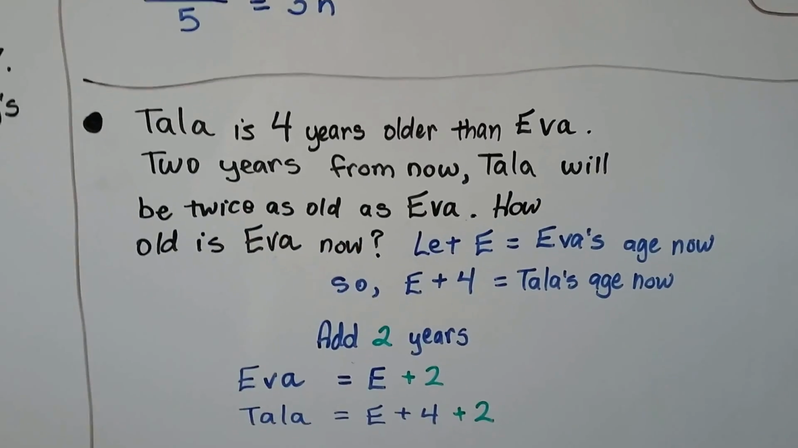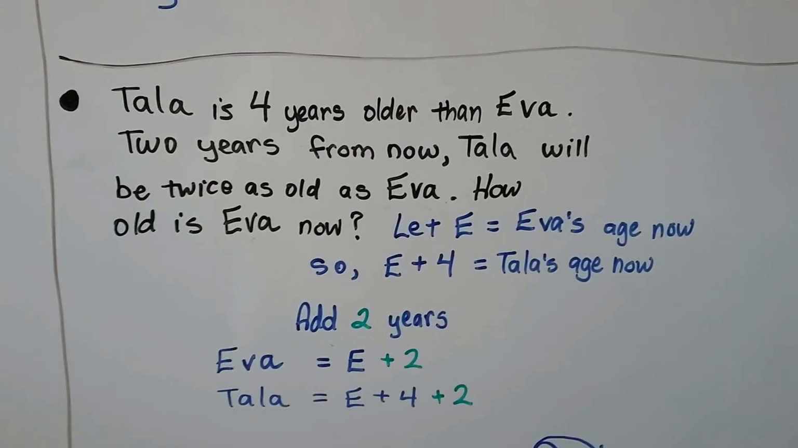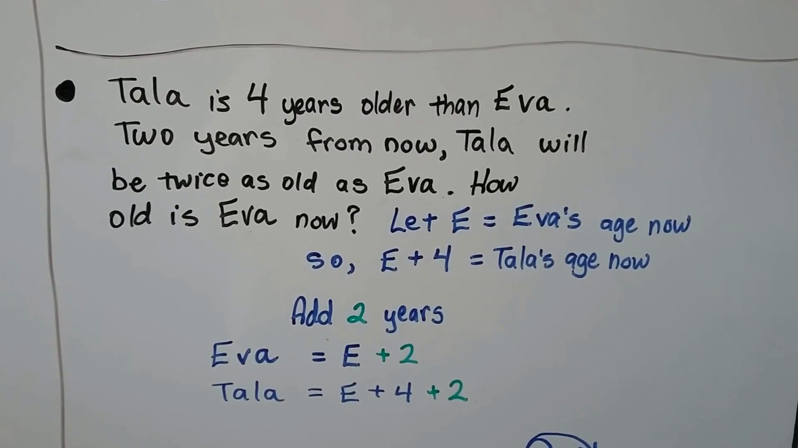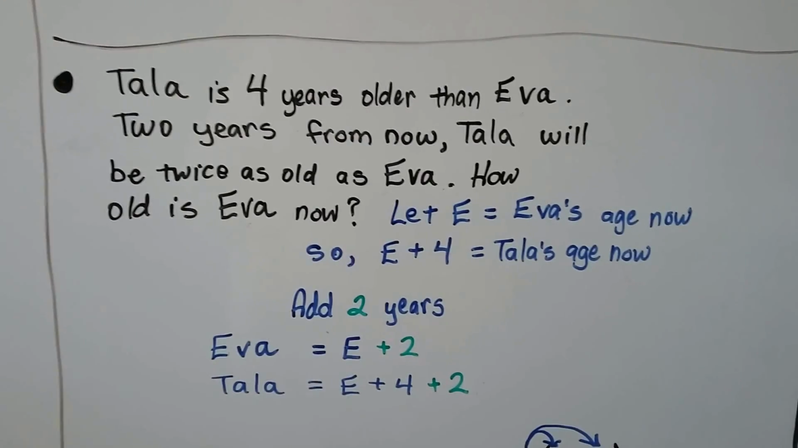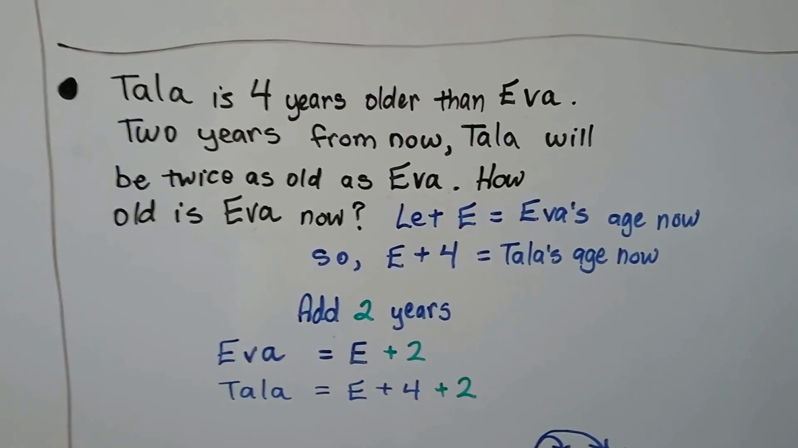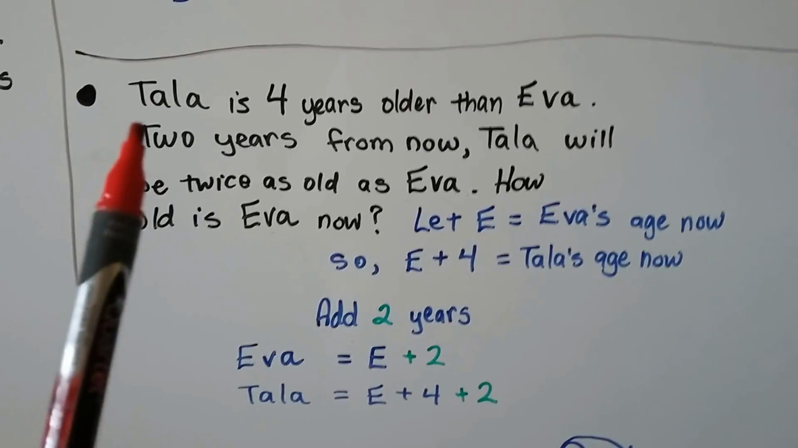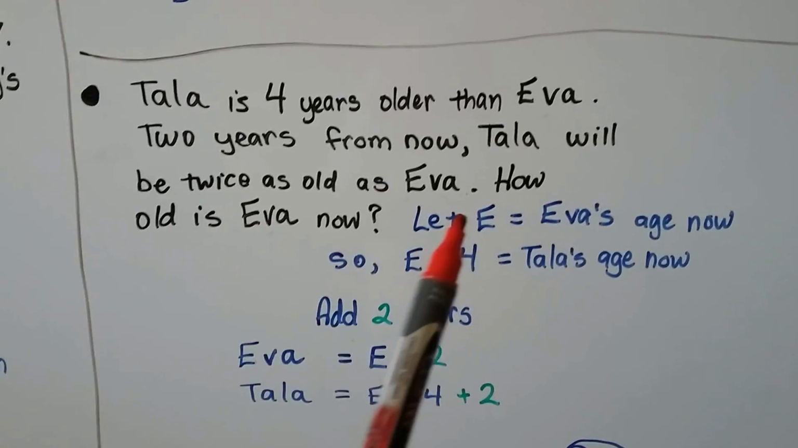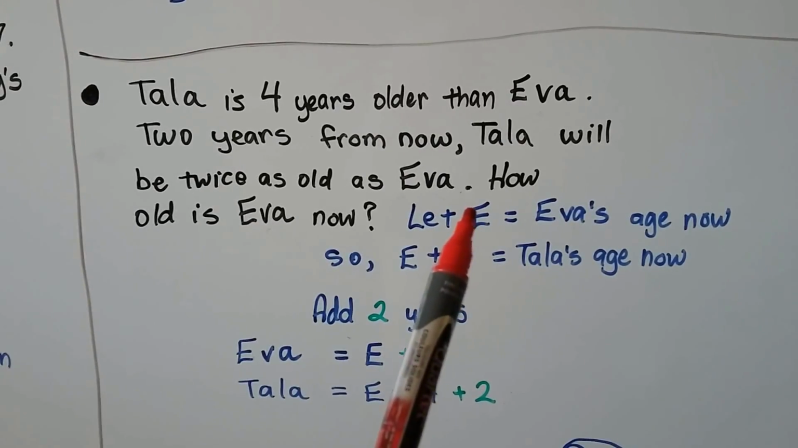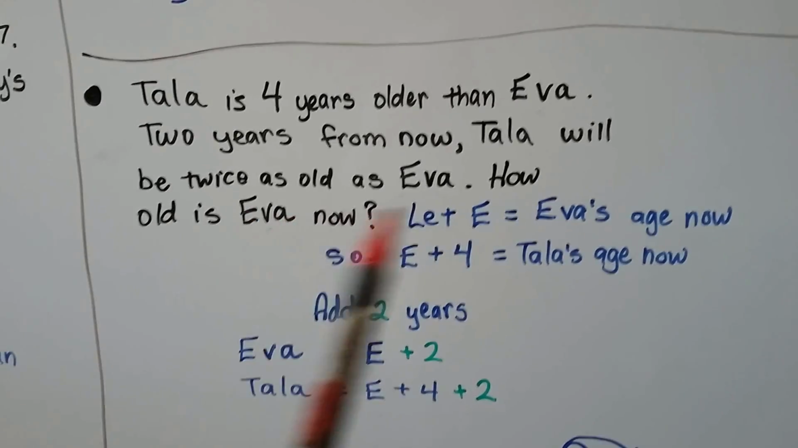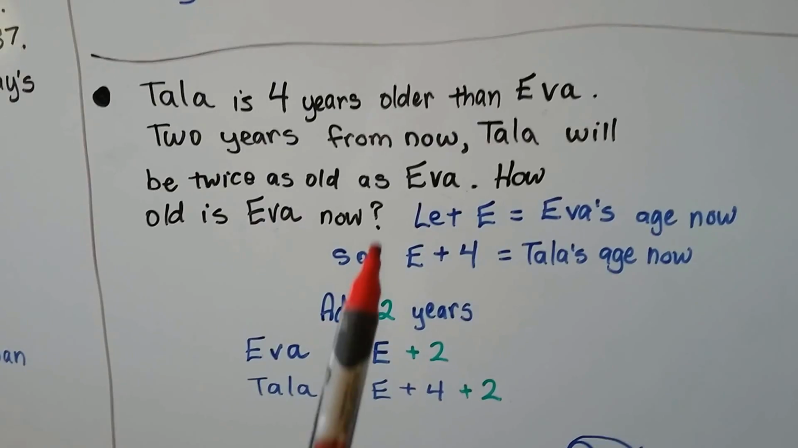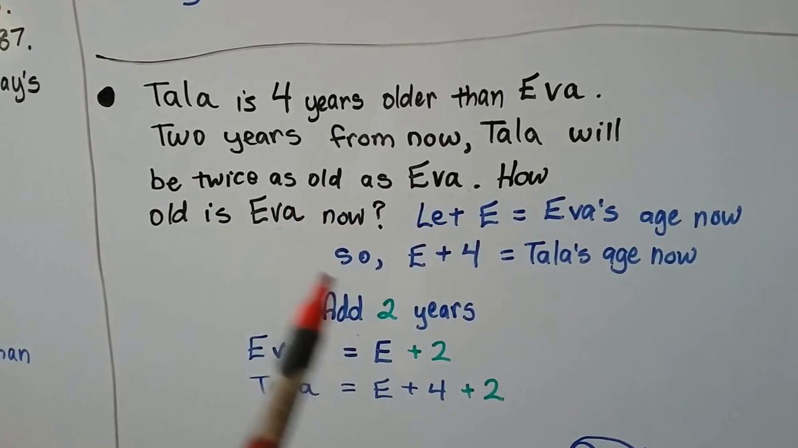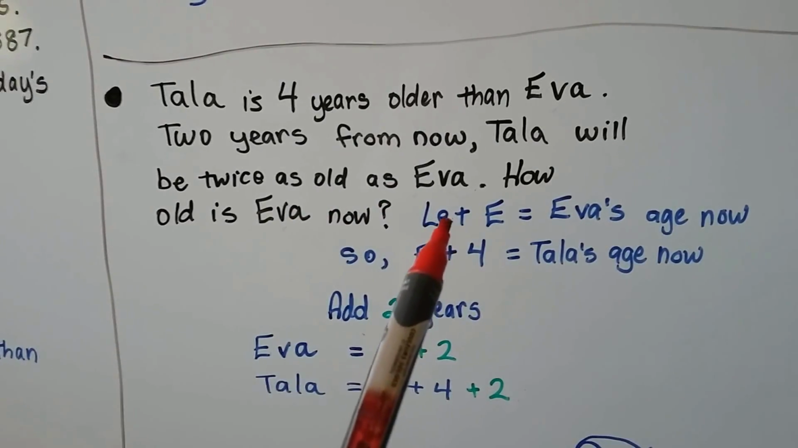This one says Tala is 4 years older than Eva. 2 years from now, Tala will be twice as old as Eva. How old is Eva now? So take a look at this very carefully. We're solving for Eva. So we're going to let E equal Eva's age now. That's going to help our brain, okay? Because we know we're going for the E for Eva, not T for Tala. So we have to put everything in relation to Eva, all right?